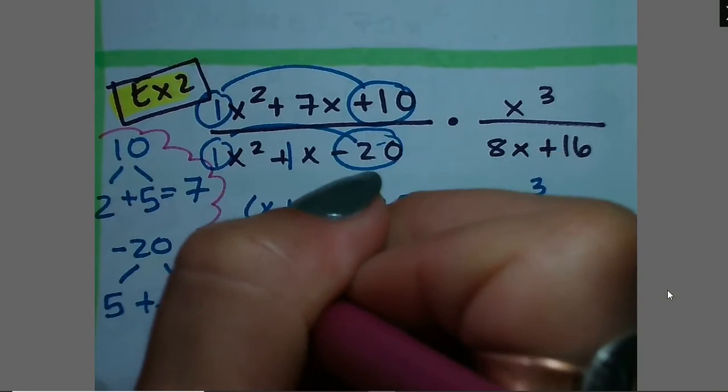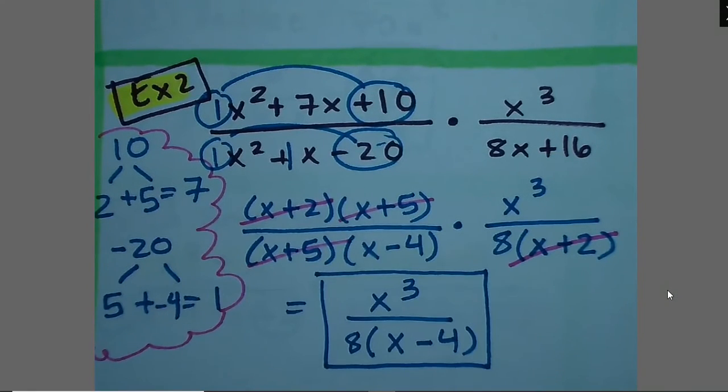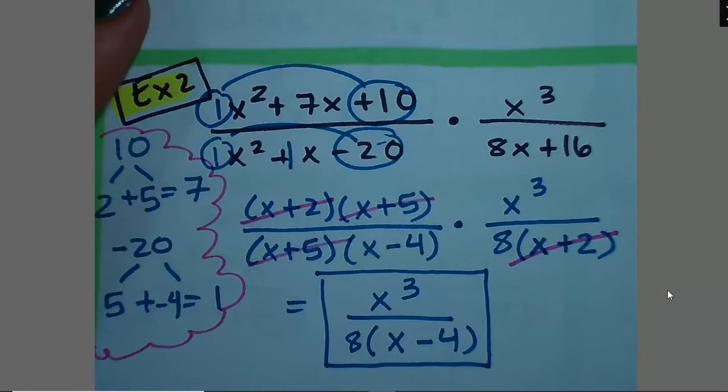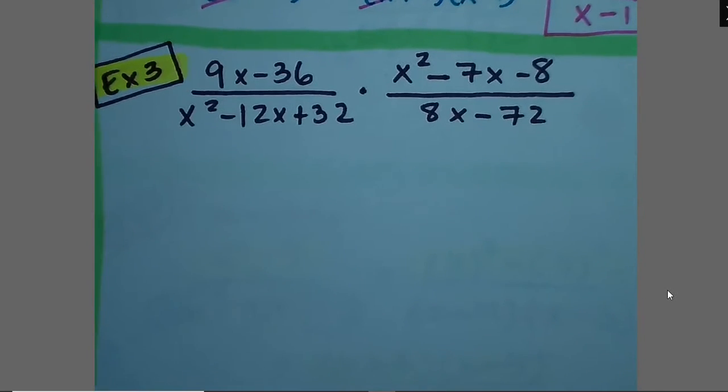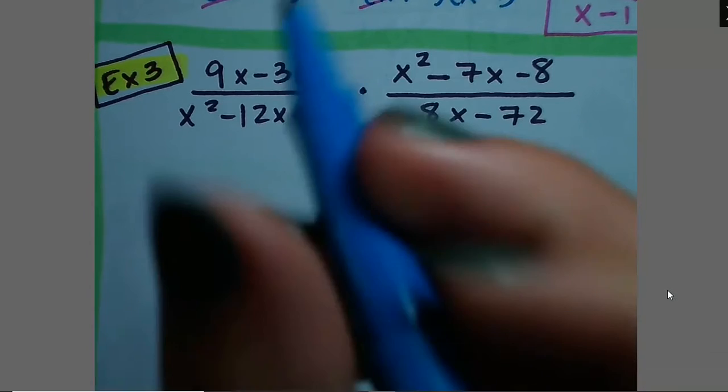Okay, let me just work out one more on multiplying, and then we're going to move to dividing. I think you'll see that dividing is very, very similar to multiplying. So let's move on to this third example here. All right, we're going to do the same thing again. We're going to factor everything and then cancel some stuff out.